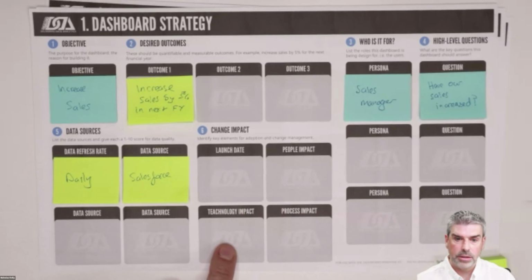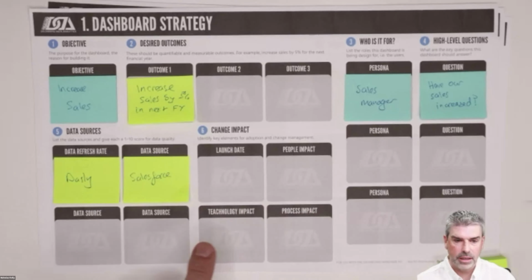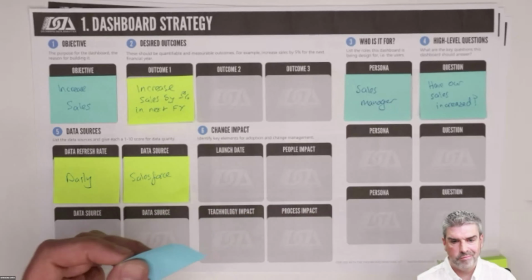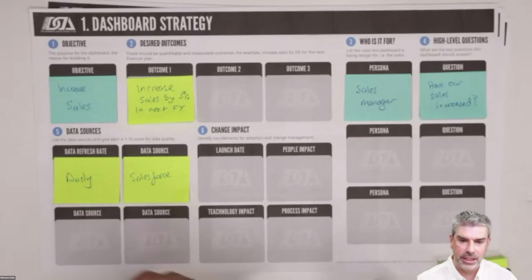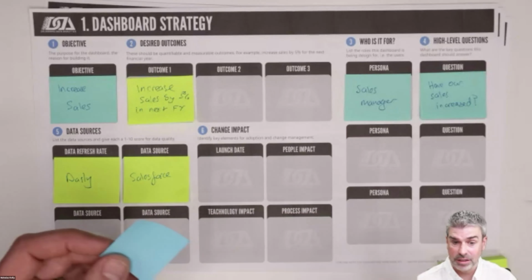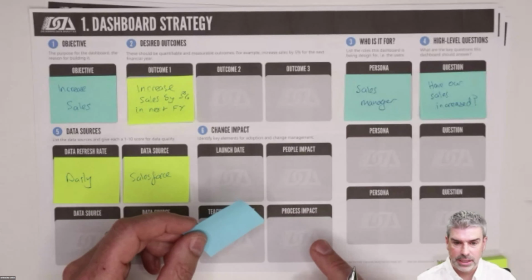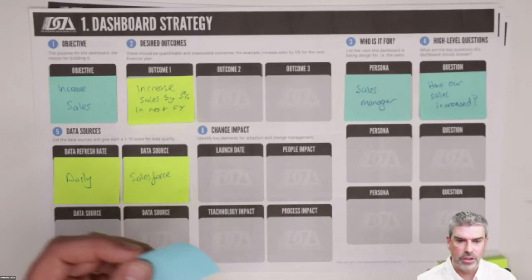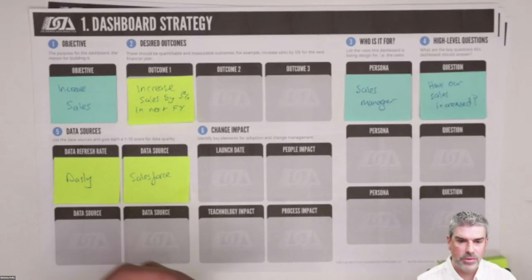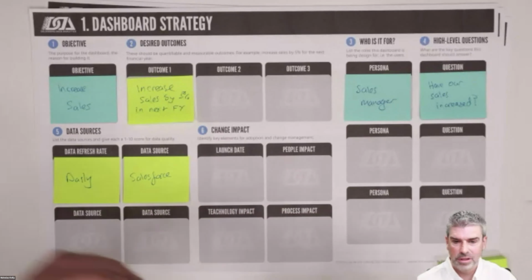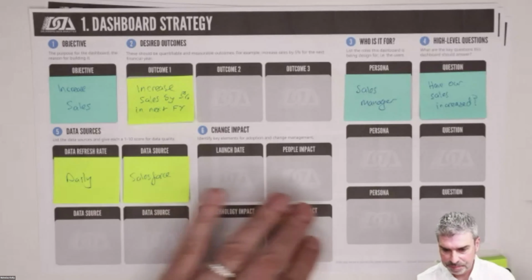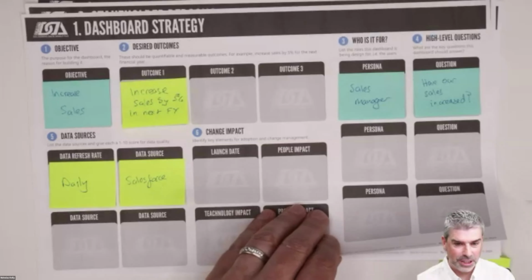What's the technology impact? So let's think about who's actually going to be involved in the hosting and maintenance of the dashboard. Are you making them aware? Is IT involved? And then process impact: what's the impact? Do you have to refresh the data more often? Do you have to provide a feed to the dashboard? So there are various things we have to keep in mind there. So that's that. Let's move on to the next template.